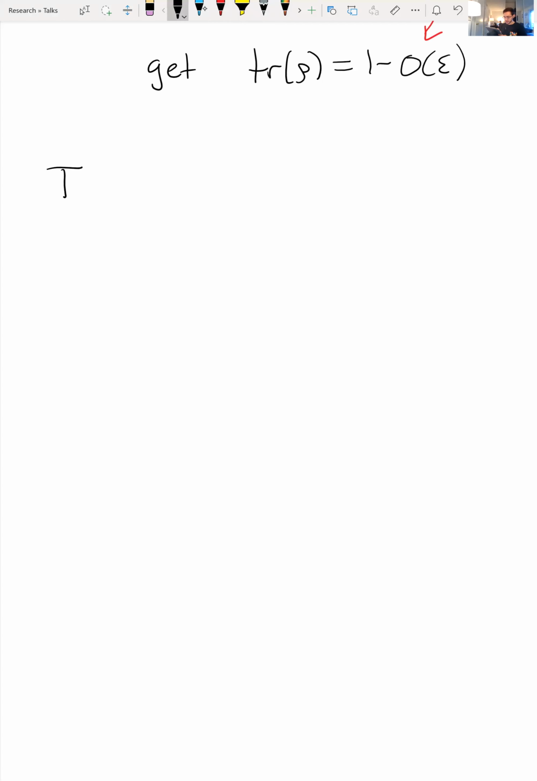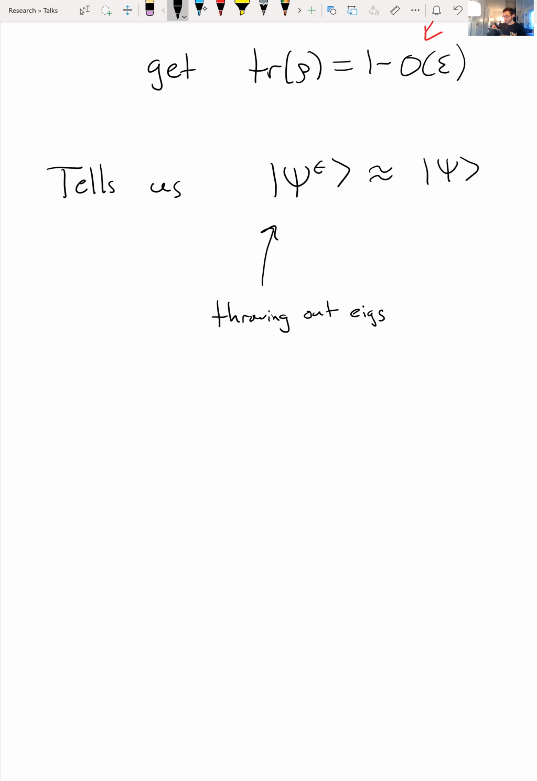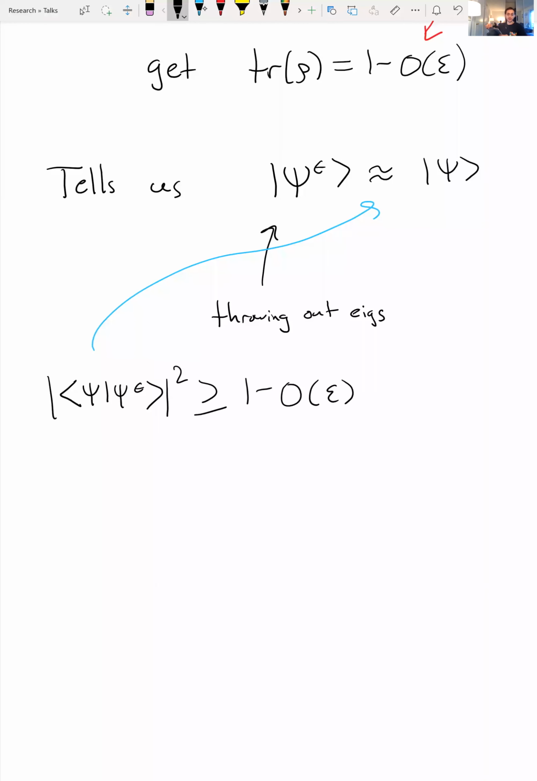So what this tells us is that if I take a different state, psi epsilon, which is the state I get by throwing out the eigenvalues that I named and normalizing the state, so it's a normalized state again, this different state is going to be very close to the state that I started with. The precise sense in which it's very close is that the overlap between the two states is very close to 1. And that means that they have very similar physical properties. For example, the expectation values of bounded observables are very tightly constrained.